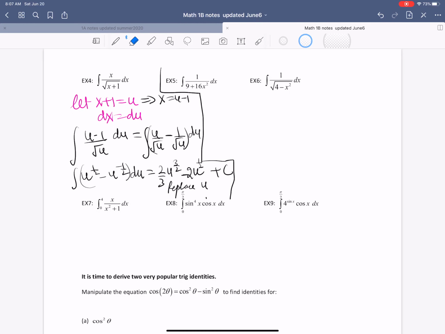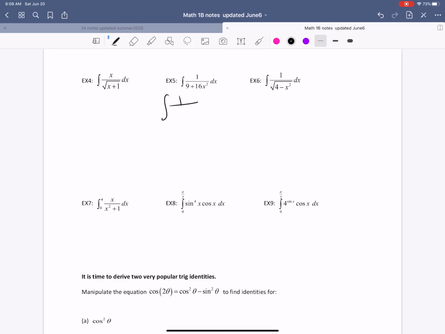All right, so in this example, I do not want the 9 over there, I want a 1. So I can pull out a 9 from the whole thing and write it as a perfect square. I can pull out the 9 from the denominator, 1/9 comes out, and we can write it as 4 over 3x squared. What we're going to do is let 4 over 3x be u, and dx would be equal to 3/4 du.